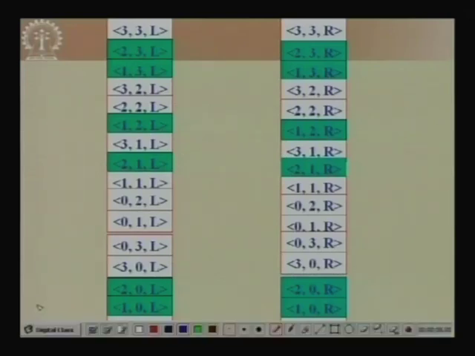Now, what we find is that each state is represented by a three tuple M, C, B. M can take four values 0, 1, 2, 3, C can also take four values 0, 1, 2, 3, and B can take two values L or R. Therefore, the possible number of states is 4 into 4 into 2, that is 16 into 2, 32. These 16 contain the boat on the left side, and these 16 contain the boat on the right side.